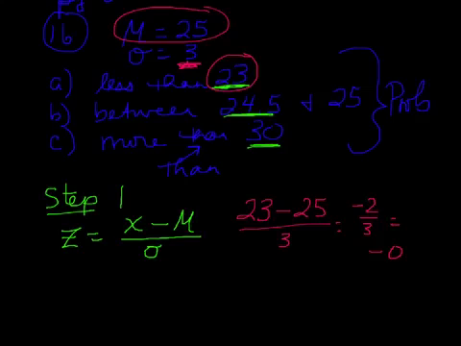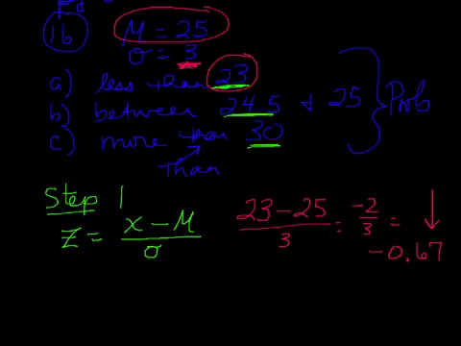So it's negative 0.67. Don't round to 0.7 because that would be only 1 decimal place. And you don't put 6 repeating. We don't do repeating decimals in here. So round to 0.67. That's your z-score for part A.